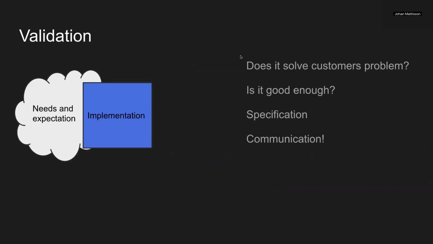So this is the needs and expectations that the customers have, basically, and this is the implementation. Hopefully these should overlap as much as possible. So, like I said, is it good enough? We get this from the specifications, and a lot of it is communication.